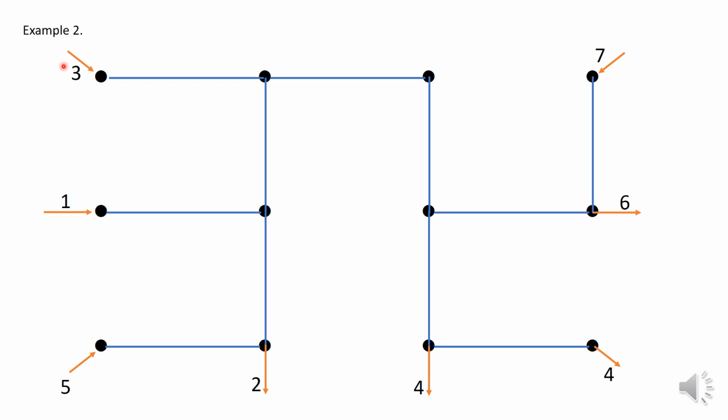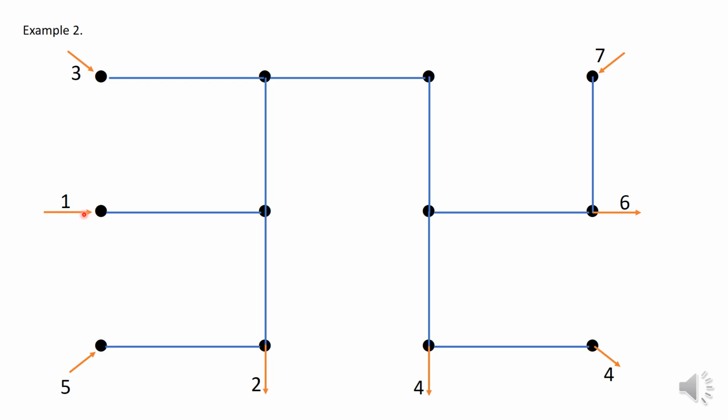Now let's look at example 2. This is similar to example 1. We have a different structure for the network here, but let's look at the flows. You have 3, 7 and 5. That's 15 units entering the network. Sorry, you have also 1. That's 16 units entering the network.